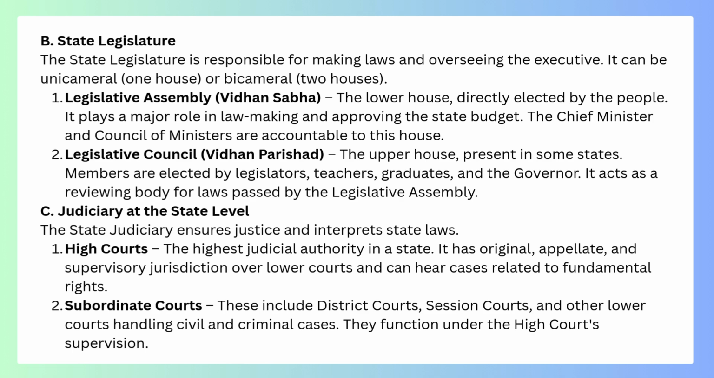C. Judiciary at the state level. The state judiciary ensures justice and interprets state laws. High courts, the highest judicial authority in a state. It has original, appellate, and supervisory jurisdiction over lower courts and can hear cases related to fundamental rights. Subordinate courts, these include district courts, session courts, and other lower courts handling civil and criminal cases. They function under the High Court's supervision.